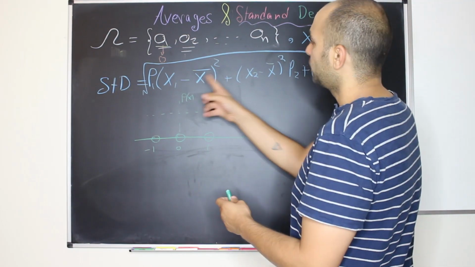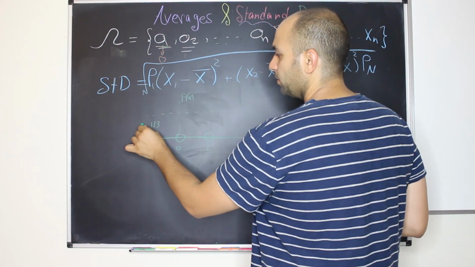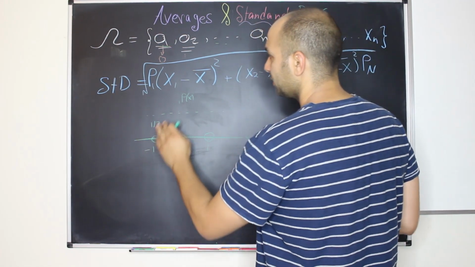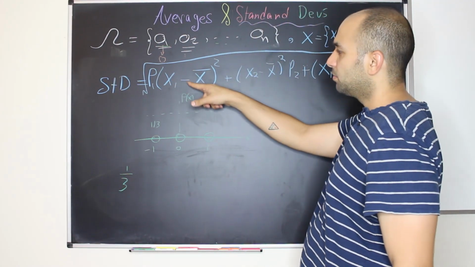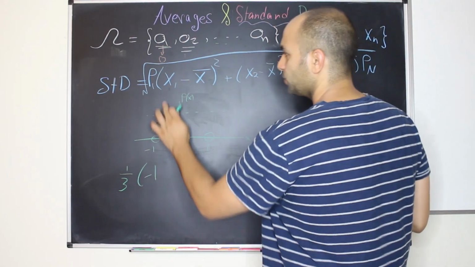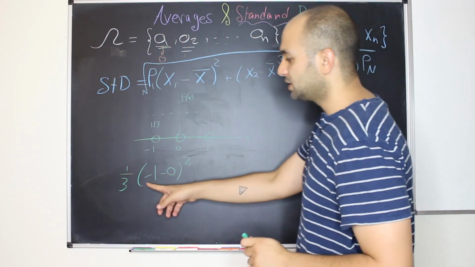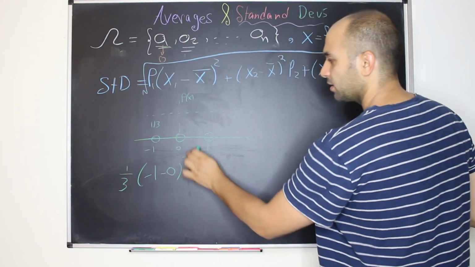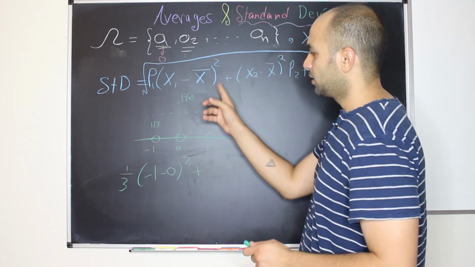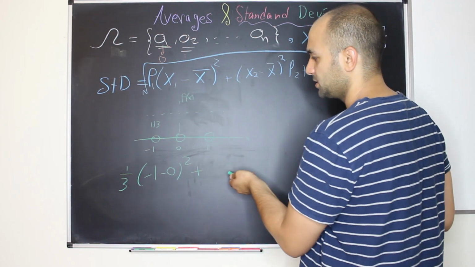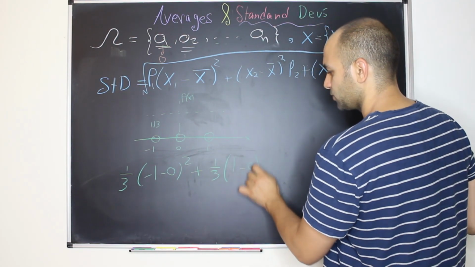And then what do you get for these numbers? So I have this one with probability 1/3. So you're going to get 1/3 times -1 minus 0, the average, and then squared. So this gives you +1. The 0 is just going to be 0 minus 0, and will not give you anything. The 1 is going to be 1/3, and 1 minus 0, and then squared.